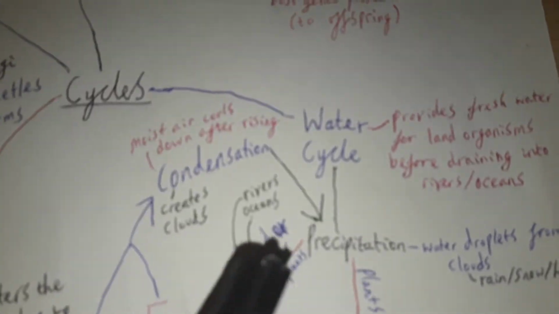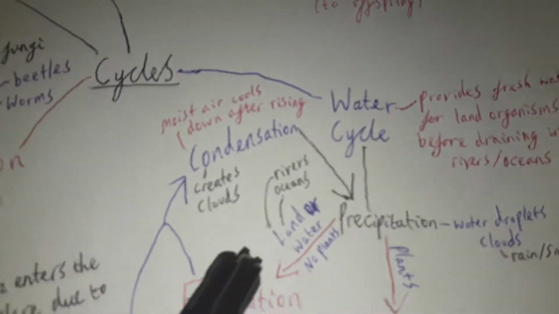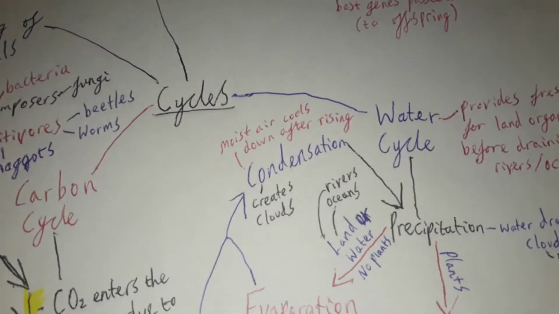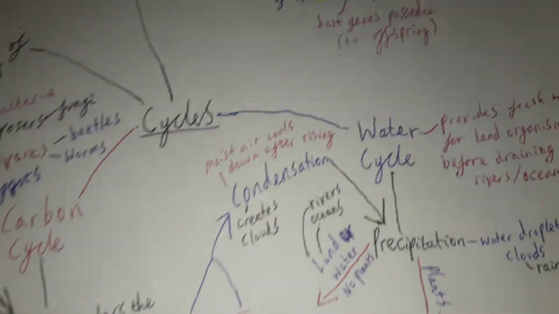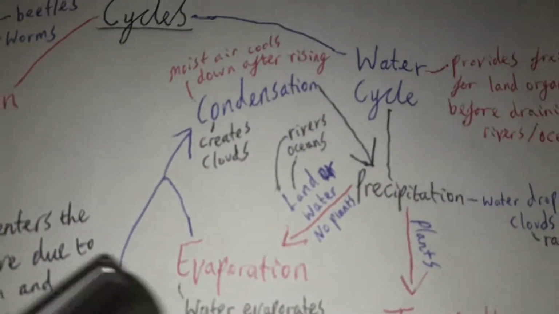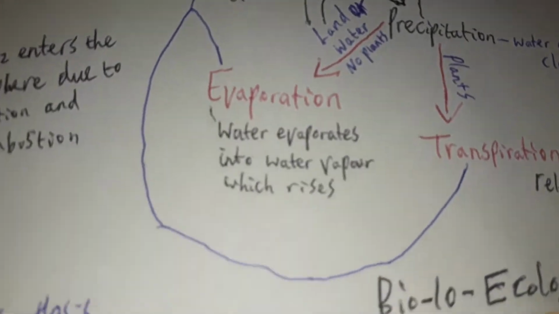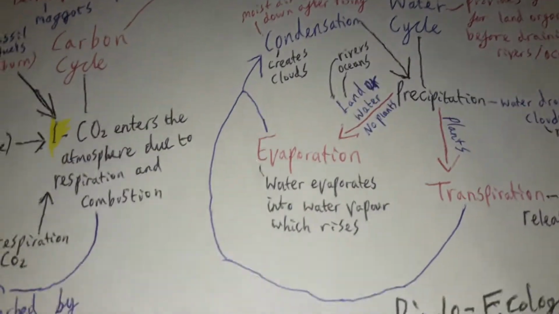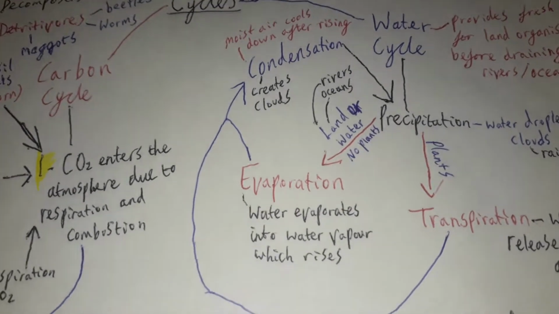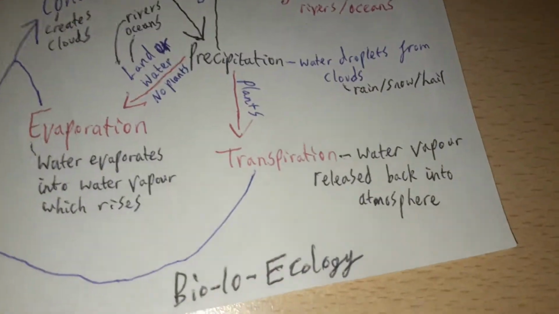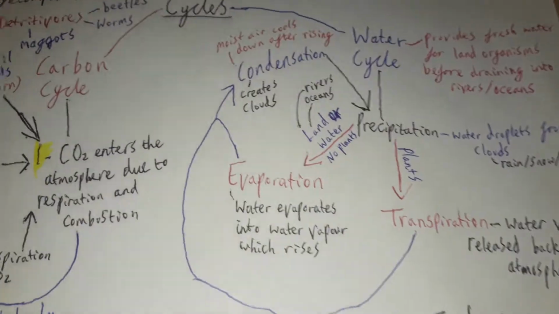But another place rain can land is on the land or in water, for example rivers, oceans, and just on the land in things like puddles. So there are no plants involved in this. Basically after this, what happens is evaporation. The water evaporates into water vapor, and this rises. So both of these things, the water vapor rises.